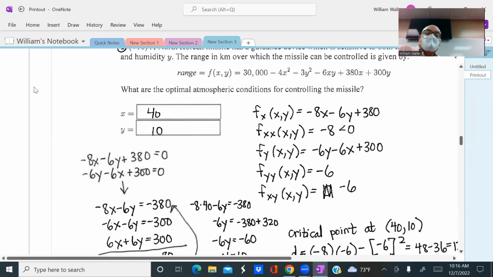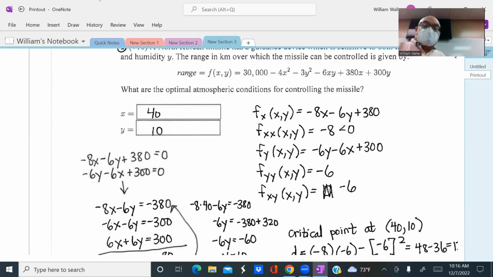So when this second partial derivative with respect to x is negative, but this D value we compute is positive, that means we have a maximum. If the second partial with respect to x is positive and the D value is positive, then we would have a minimum.